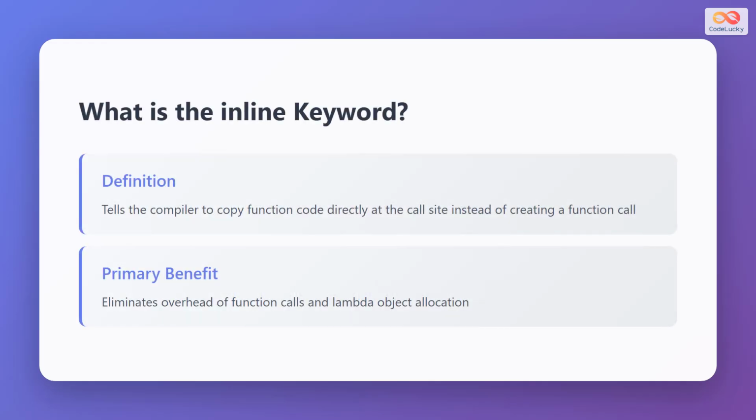The inline keyword is a modifier that tells the Kotlin compiler to copy the function's code directly at the call site, instead of creating an actual function call. This means that rather than jumping to a function and back, the compiler literally pastes the function's body wherever it's called. The primary benefit of this approach is that it eliminates the overhead associated with function calls, and more importantly, it avoids the allocation of Lambda objects. This can lead to significant performance improvements in frequently called code.